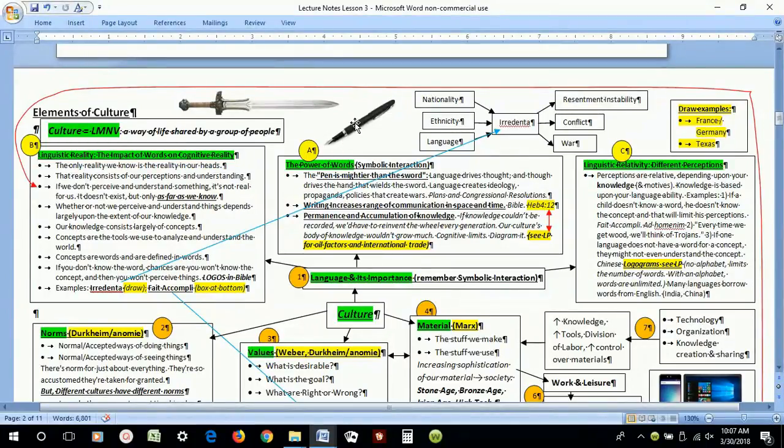It's the pen that creates the plans, that creates the ideas to create conflict, to take nations to war. It's the pen that motivates people. It's the pen that creates propaganda, right? So language drives thoughts, and thoughts drives a hand that wields the sword, right? So it's the language and thoughts that drive our actions, to wield the sword. Language creates ideologies, it creates propagandas, it creates policies that create wars, plans, congressional resolutions. We talked about all these already, right?